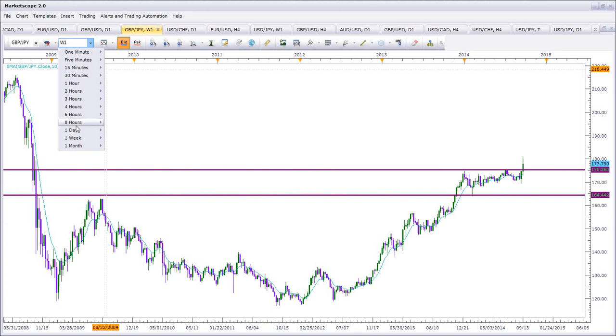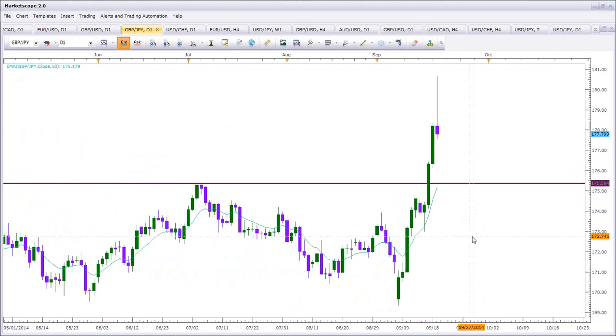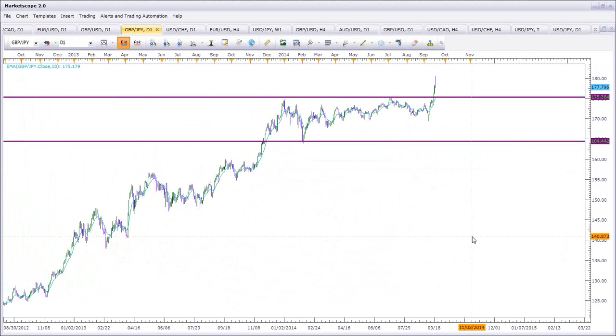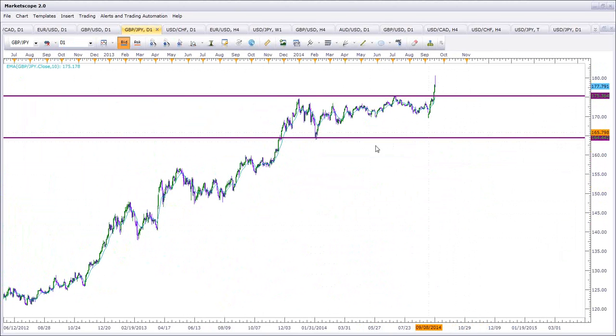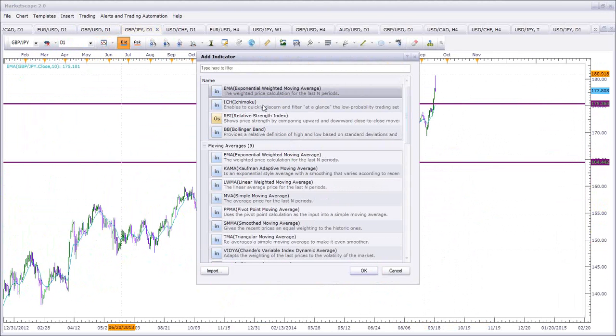So going back to the daily chart, we can now start doing more analysis over here. So there's actually not much. We can use some indicators to see what was the reason that the pair is now going back down.